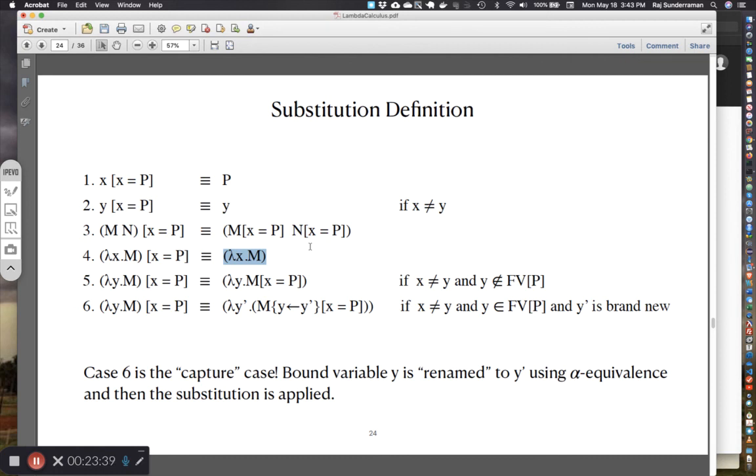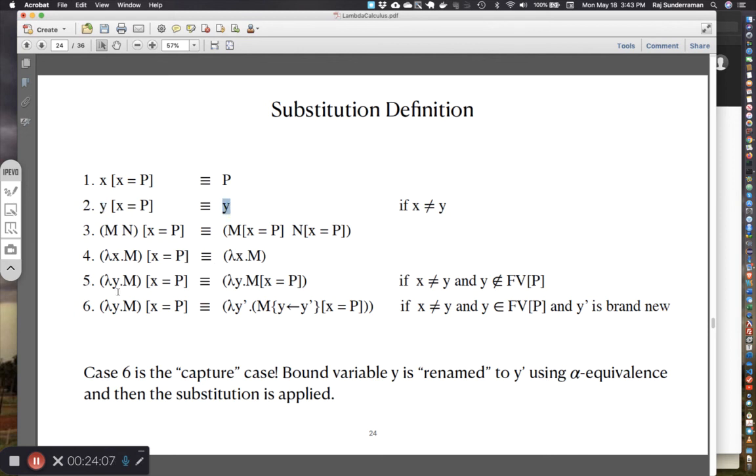So you're not allowed to change lambda x dot m where x is replaced. x is the bound variable. We're not allowed to replace x by p. So this case really should not even be considered, but for a formal definition we have to state it. Anyway, the net effect is that you don't change the term, you keep it as it is. Very much like in case 2, we did not change the y, we kept it as it is.